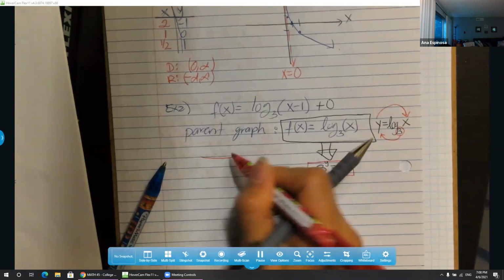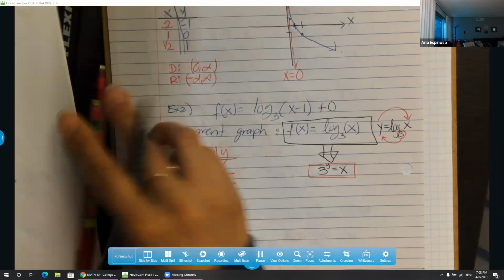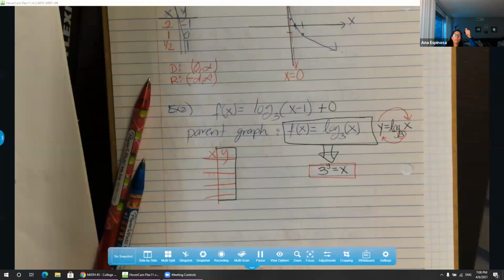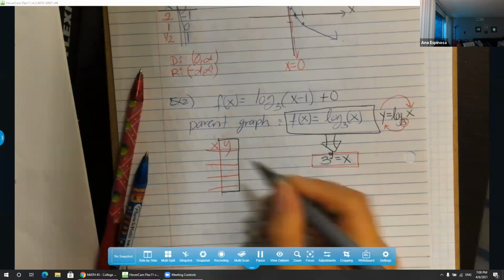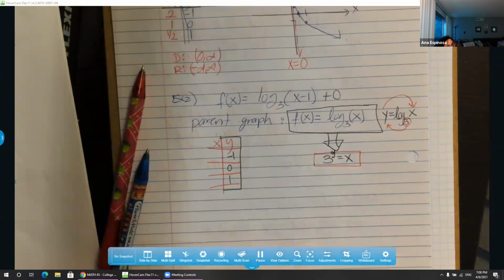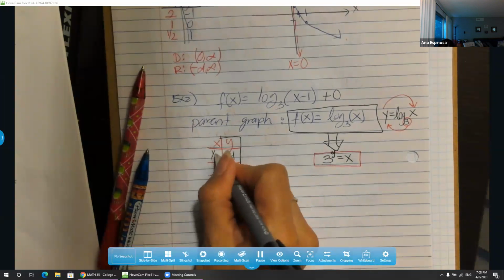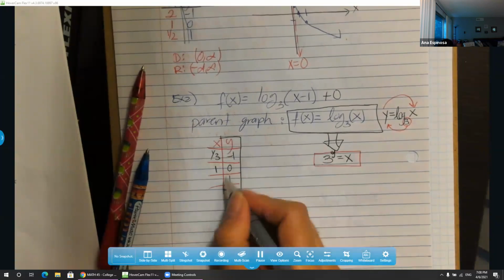And now I make a table. When I make a table, I can always choose -1, 0, 1. Just make sure you know where you're plugging them in, the y or the x. In this case, you choose the one that's the power. So that's -1, 0, 1, and you do the math. So 3 to the -1 is 1/3. 3 to the 0 is 1. 3 to the 1 is 3.